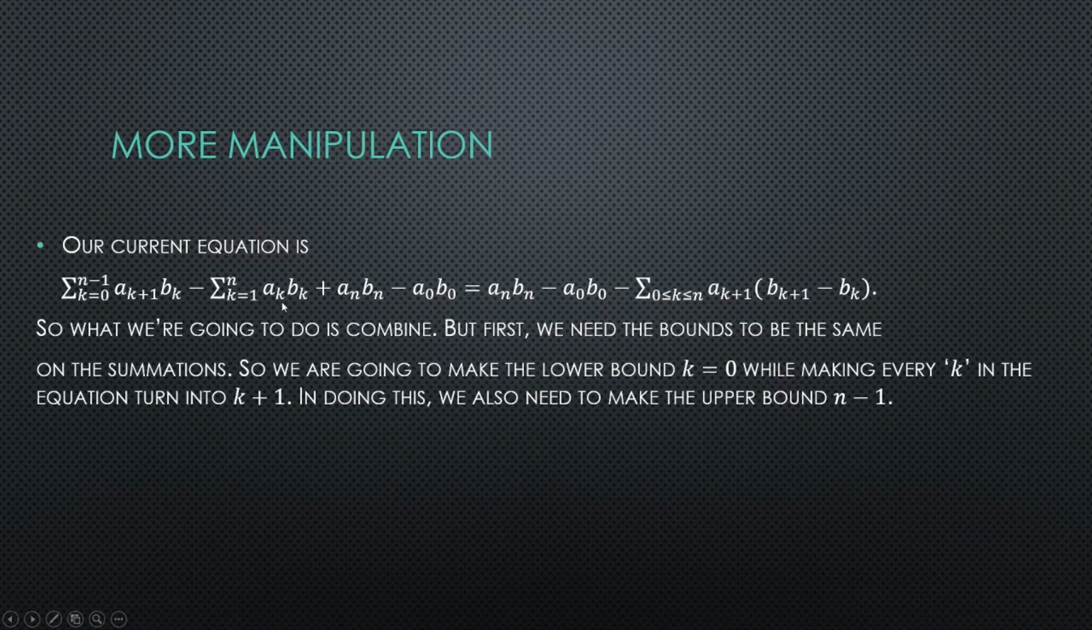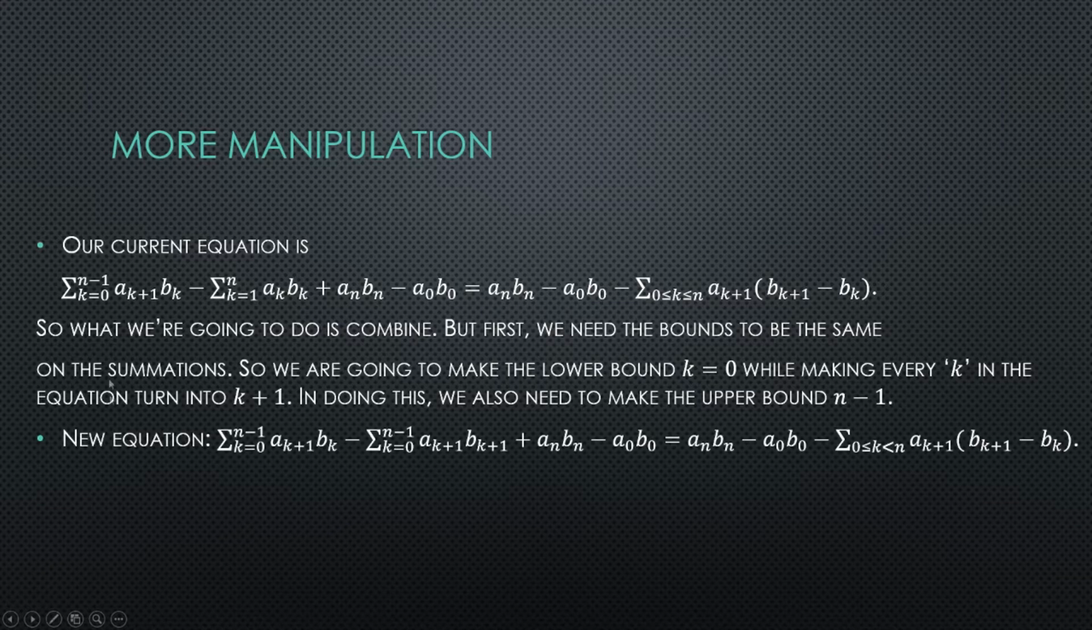You need to change these k's into k plus 1s because if we were to start at k equals 0, but we really wanted to start at k equals 1, obviously you'd just add 1 to the k's. And when we do that, we also need to remember that we are starting lower, so the n needs to turn into an n minus 1. So our new equation will be summation of a sub k plus 1. Everything's the same, just the bounds are changed so that we can combine easier.